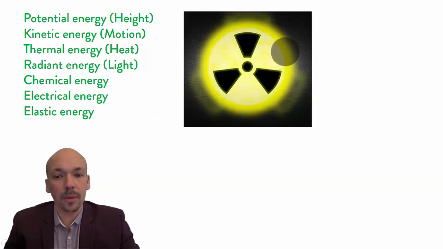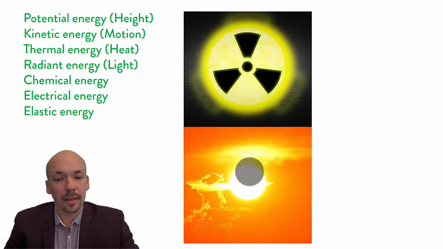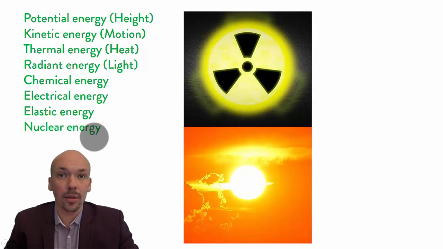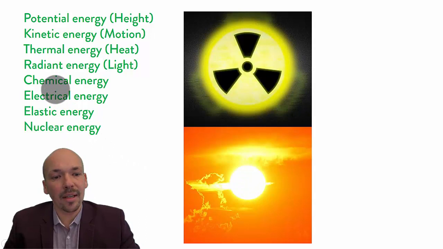And finally, this one, you probably recognize the sign. It also has to do with the sun. This is nuclear energy. Nuclear energy is different from chemical energy because it doesn't really burn. The sun also doesn't really burn, but it has to do with the fact that the atoms are changing. So it's really inside the atom that it's changing, and that's called nuclear energy.